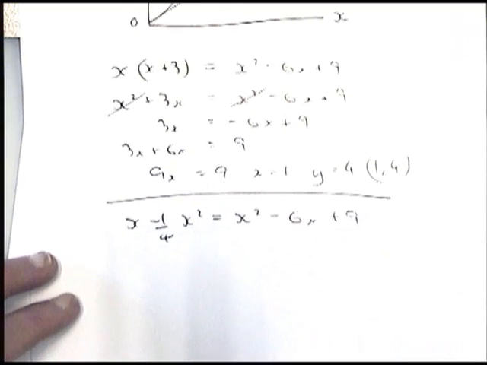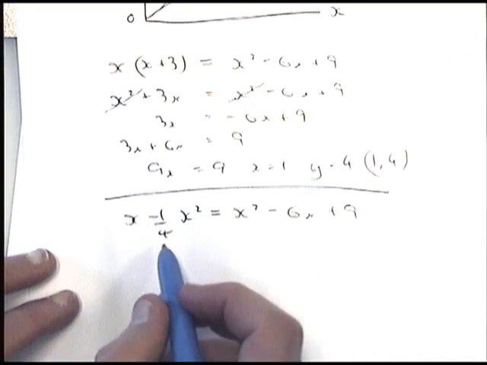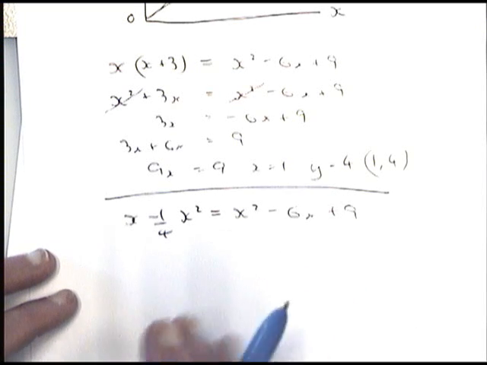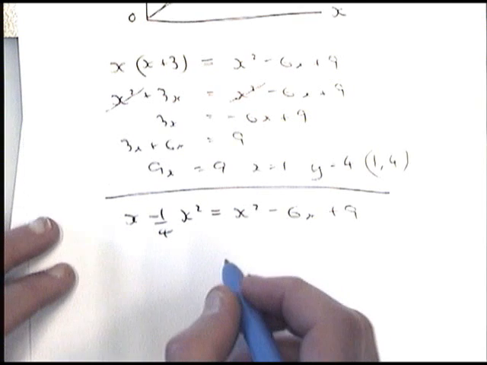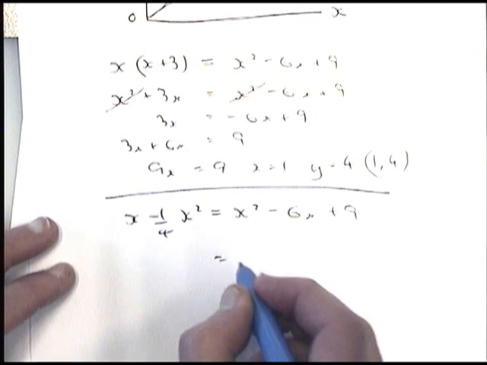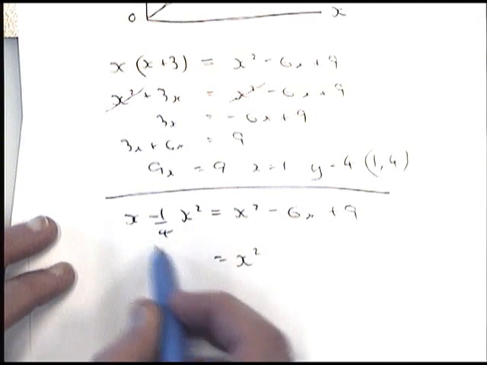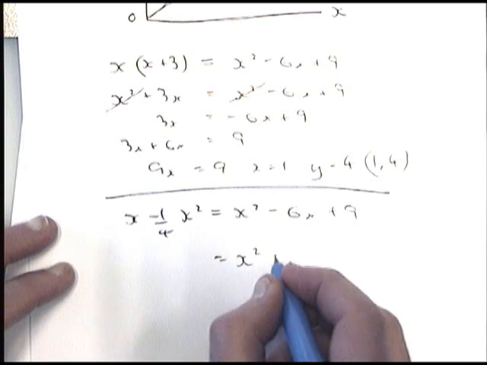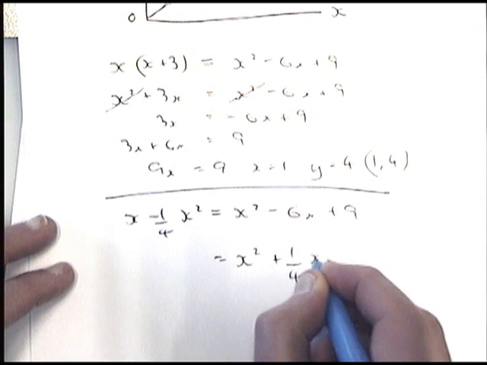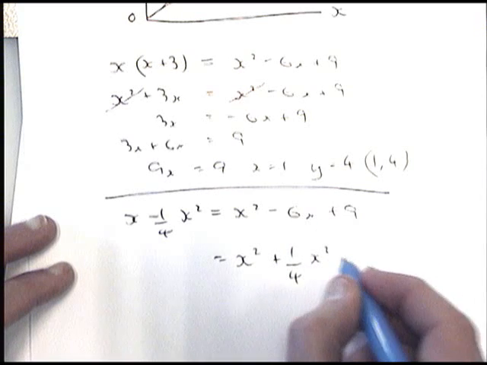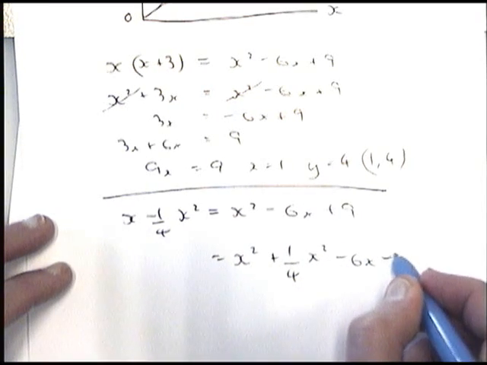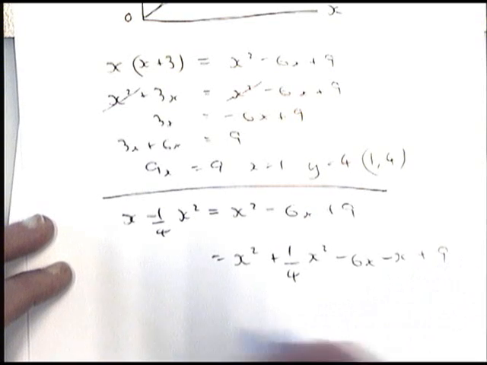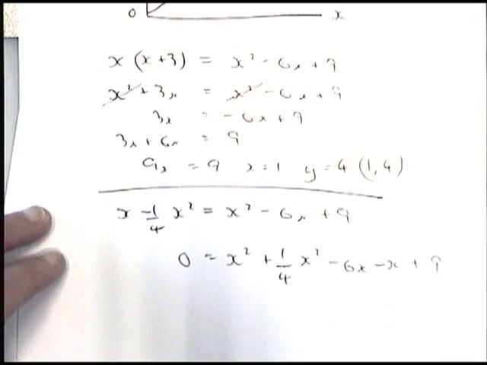Let's solve this equation. So I've got x squareds on both sides. I can't just cancel them out. It's not an equal amount of x squareds on both sides. So most of the x squareds are here, so I'll keep that x squared there. I'll bring this minus a quarter x squared over here, where it becomes plus a quarter x squared. I'll leave the minus 6x where it is. I'll bring the x across, where it'll become a negative over here. I've still got my plus 9, and that's equal to 0.